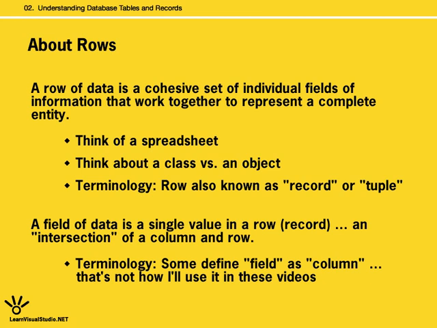So let's add to the terminology a little bit and talk about fields. And as you can see here in the latter part of this slide, a field of data is a single value in a row. You can kind of think of it, again, to borrow from the analogy of the spreadsheet, as the intersection between a row and a column. Now, the use of the term field is kind of tricky because in different texts and different websites that you refer to, a field can sometimes be referred to as a column, but that's not how we're going to use it in these videos. You typically will see this referred to as one bit of data, one intersection between a row and a column.